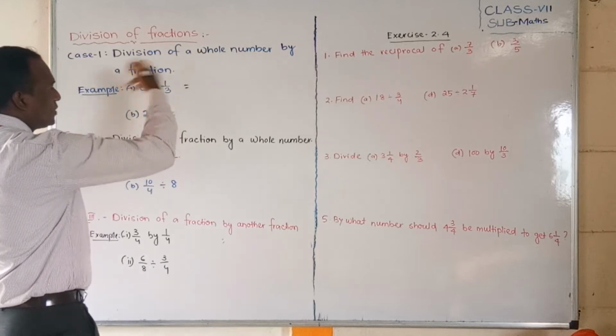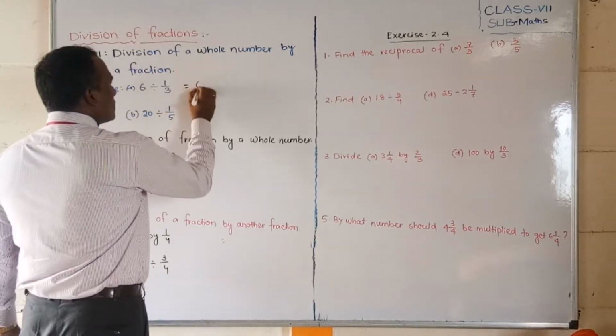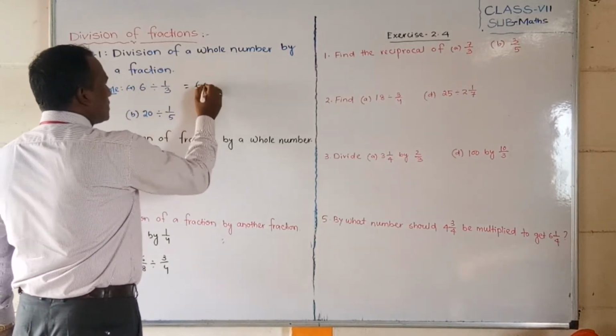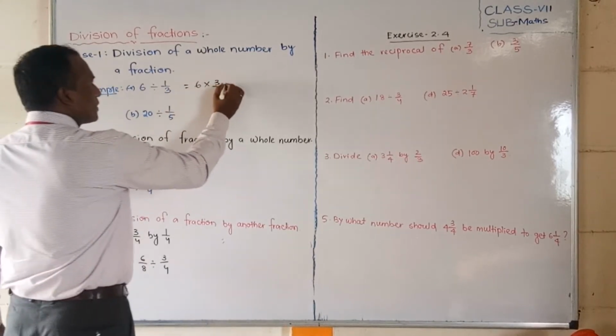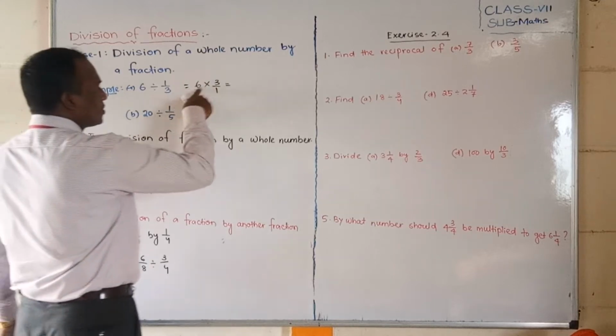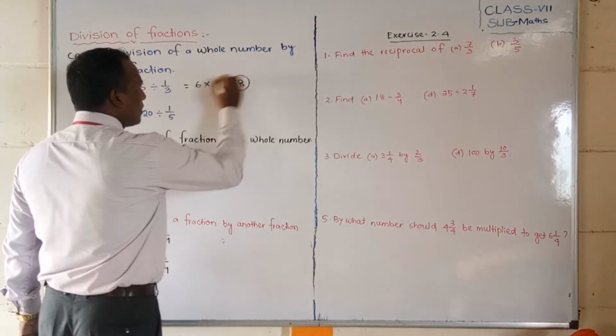1 by 3, if you change it, becomes 3 by 1. So what you have to do: 6, and this sign also changes, division changes to multiplication, and then 3 by 1 is equal to 3. So 6 times 3 is 18. So this is our answer.